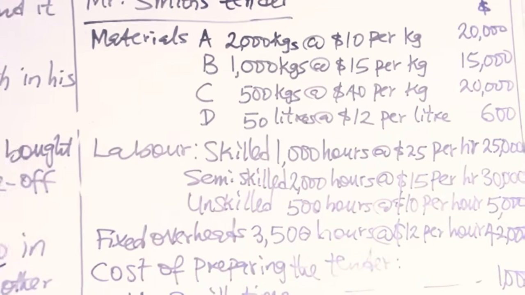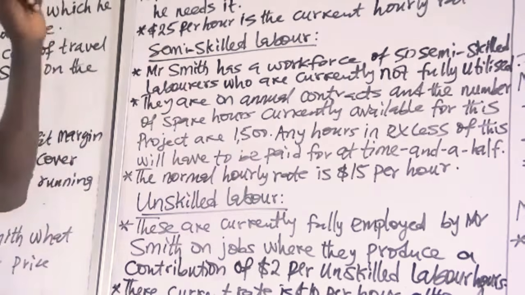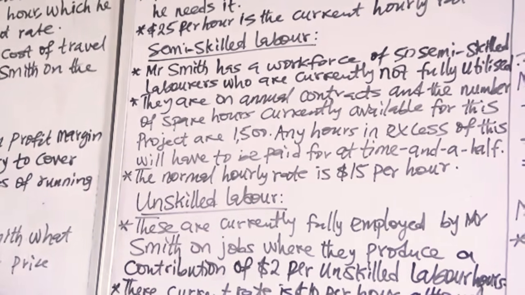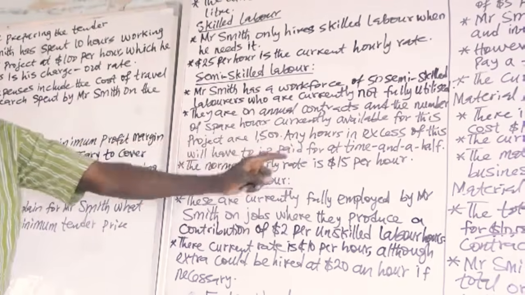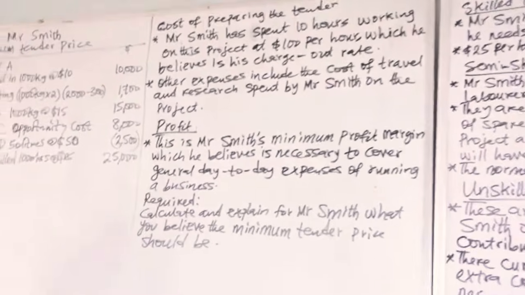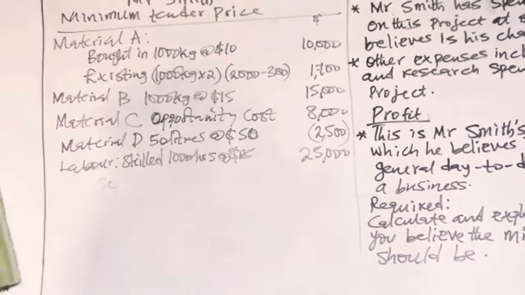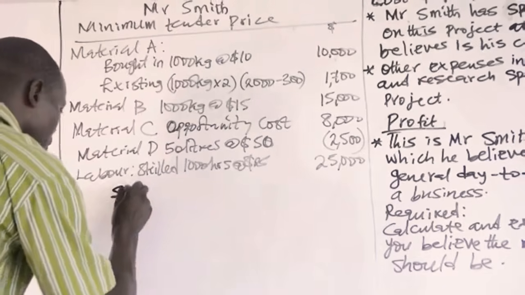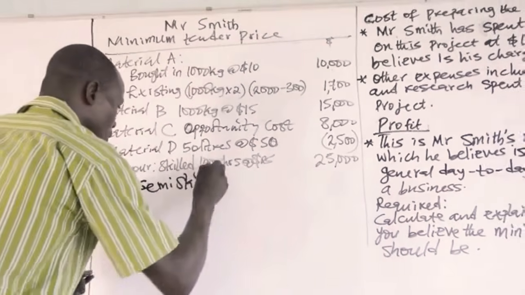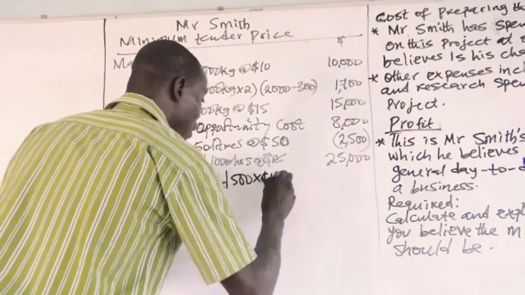Since the time required for semi-skilled is 2,000 hours, and the workers will only work for 1,500, the organization will be in need of an additional 500 hours. The additional 500 hours will be paid at time and a half of the normal rate of $15. So now we calculate that. For semi-skilled labor, it is the extra 500 which will be paid at the rate of $15 per hour.